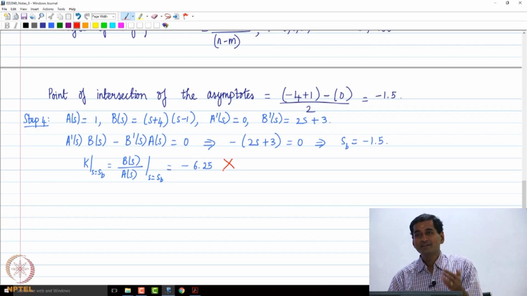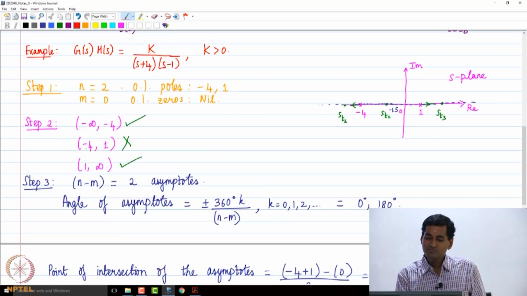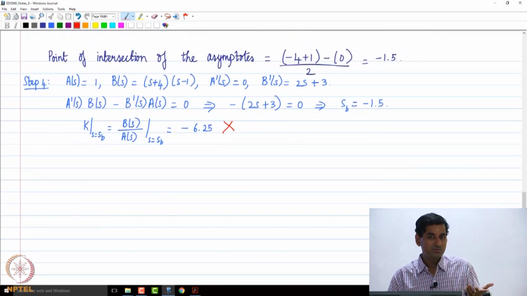In this example, I need not even have calculated k, but I am doing it for a general case. You give me any general open loop transfer function, how should I construct the root locus? That is what we are learning. Why I need not even have calculated k in this example? Because look at s equals minus 1.5. Minus 1.5 lies between minus 4 and plus 1. Does the region between minus 4 and plus 1 lie on the root locus? No. From step 2 we know that minus 1.5 cannot be on the root locus.